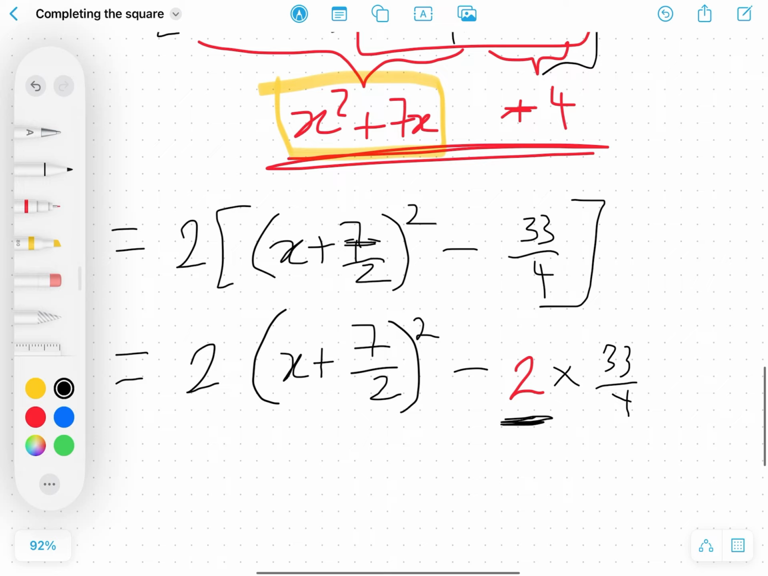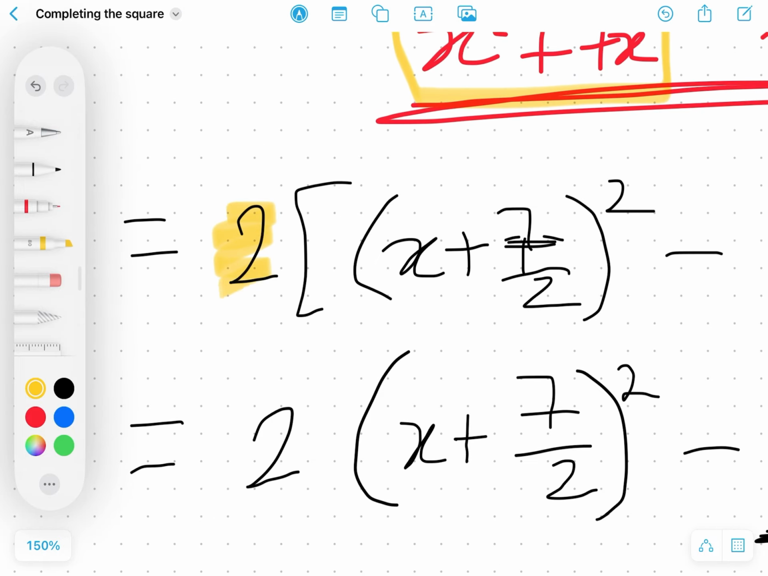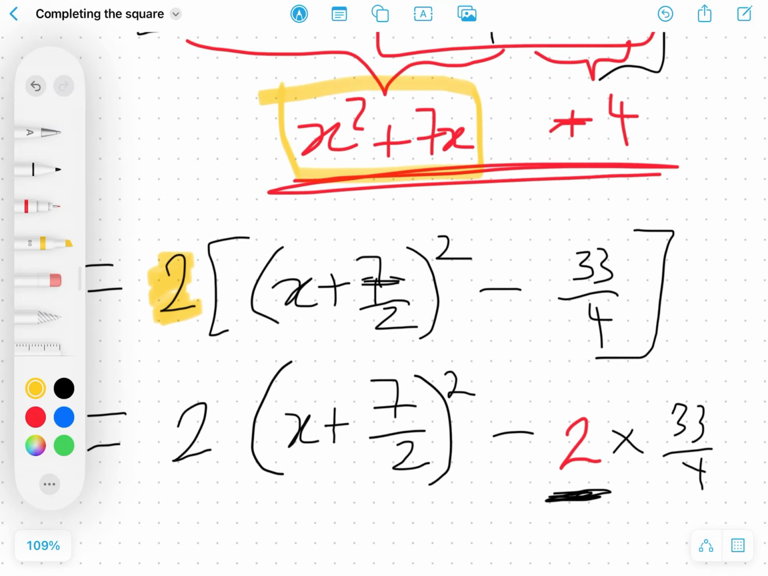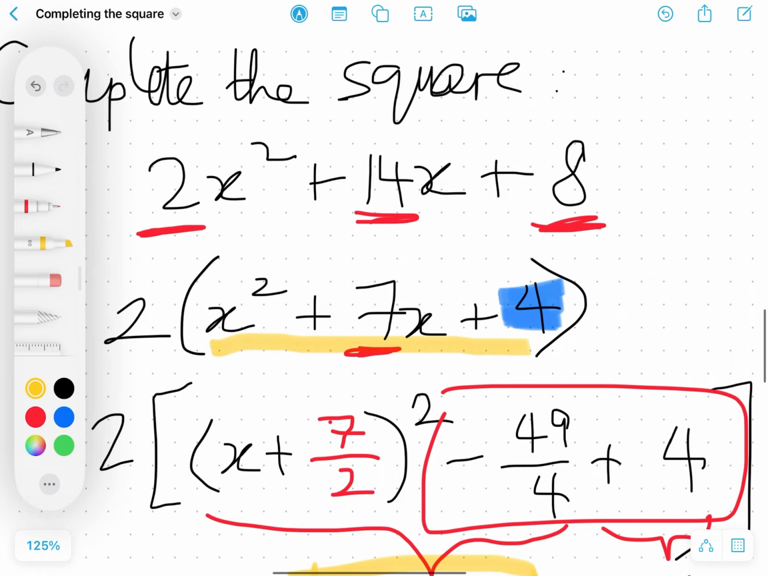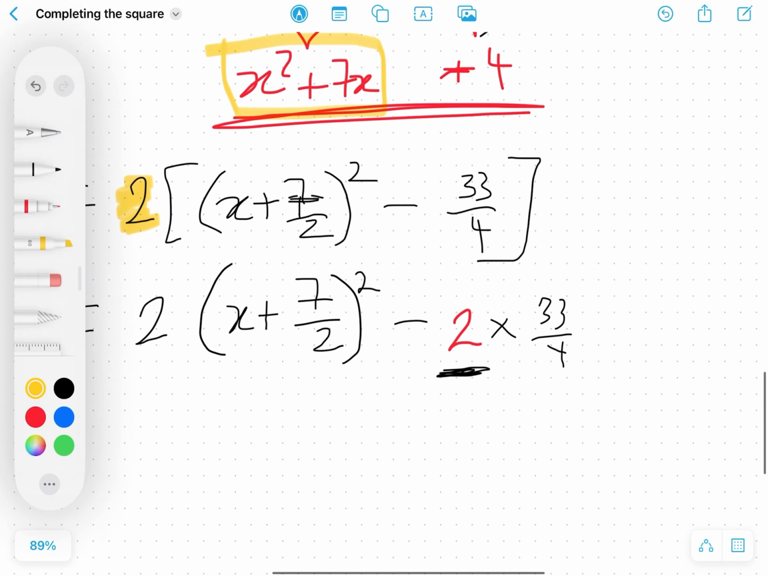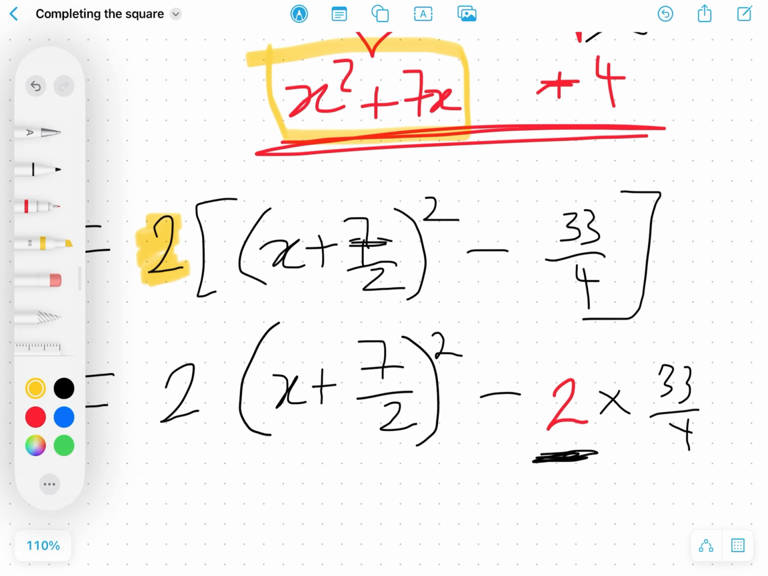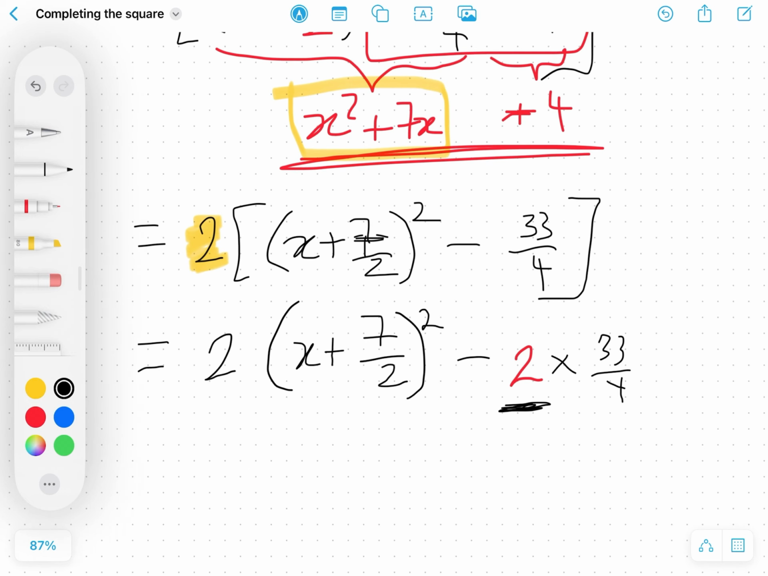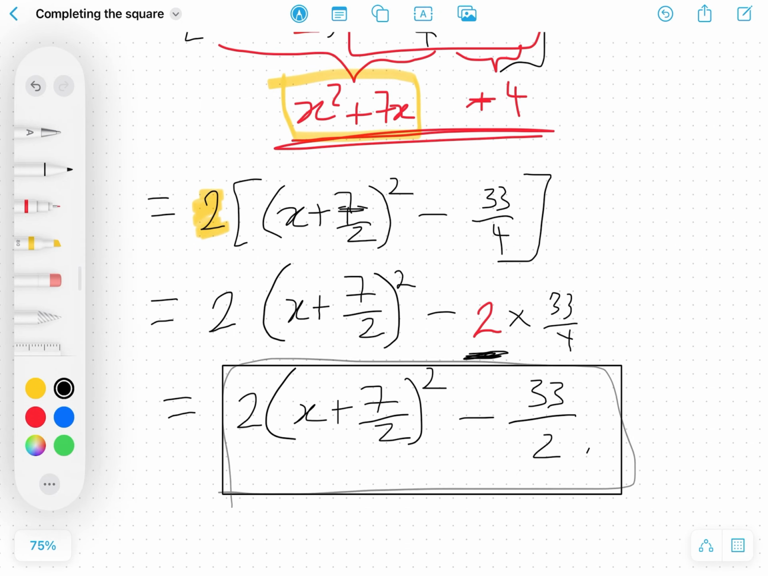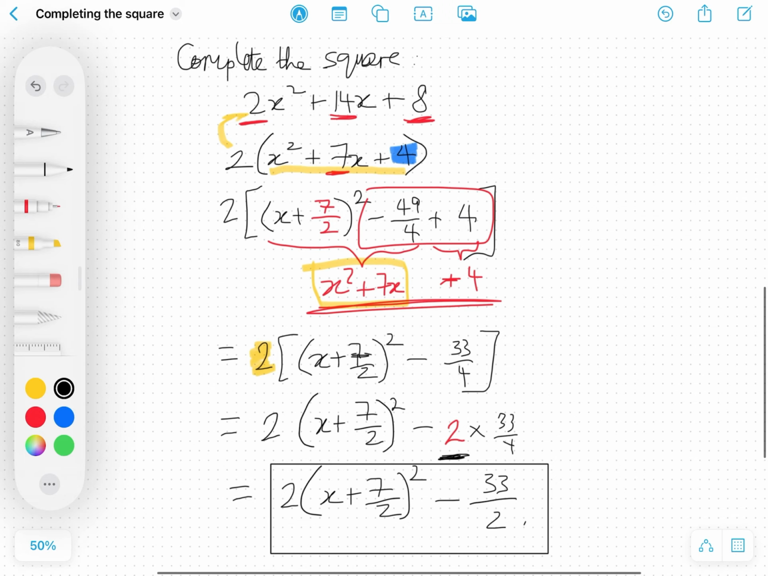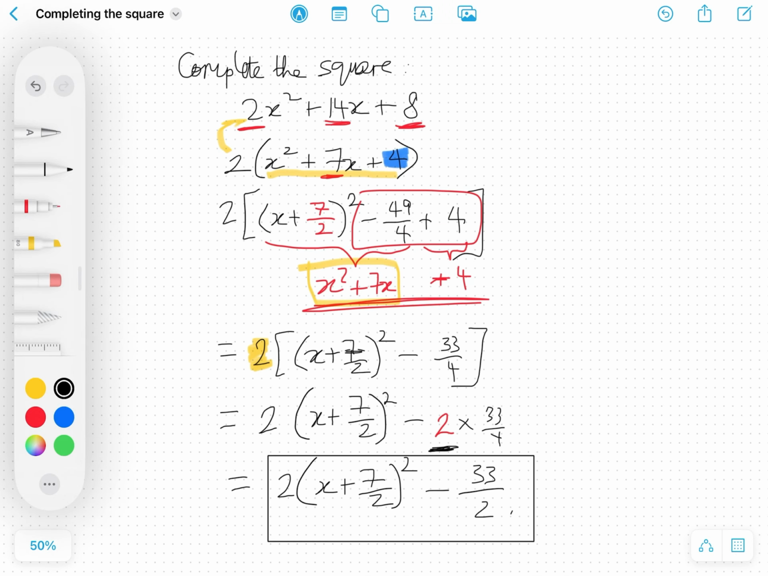The reason we have the 2 here is because this 2 right here is multiplied by the whole entire bracket. Anything inside the bracket gets multiplied by 2, so that we can obtain our initial expression. This is what we initially did here. So that's why we multiply 2 by 33 over 4, since it's within the bracket. So therefore in completed square form, the answer is 2(x plus 7 over 2) squared minus 33 over 2. And that's our answer. This is how you complete the square for 2x squared plus 14x plus 8.